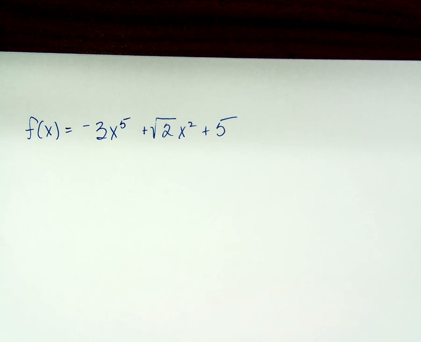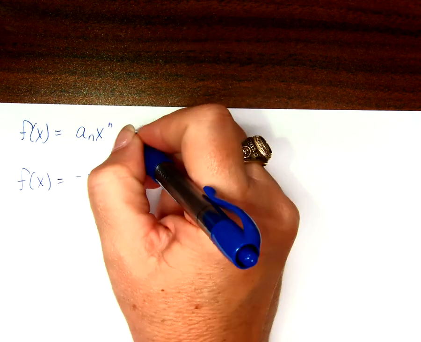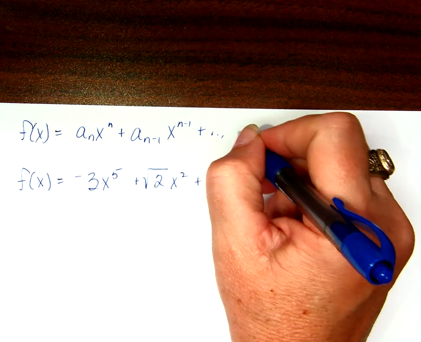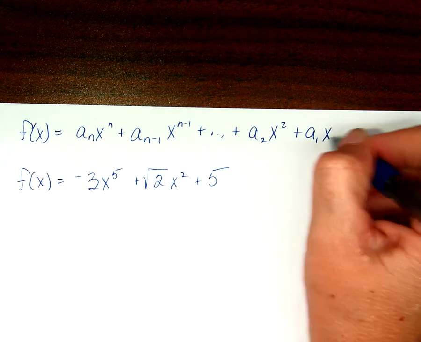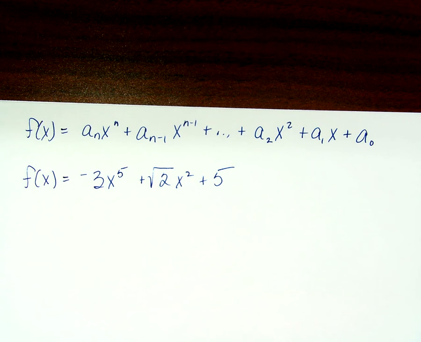Let n be a non-negative integer, and let a sub n minus 1, a sub n minus 2, a sub 2, a sub 1, and a sub 0 be real numbers, where a sub n is not equal to 0. So then this function, f of x equals a sub n x to the n plus a sub n minus 1 x to the n minus 1 plus ... plus a sub 2 x squared plus a sub 1 x plus a sub 0 is called a polynomial function of degree n.